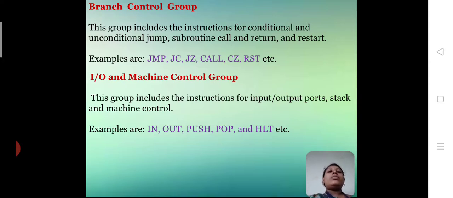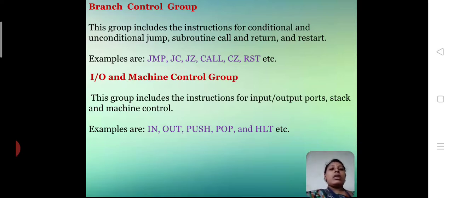So next, input or output and machine control group. This group includes the instructions for input or output ports and stack and machine control groups. For example, input, output, push, pop, and HLT means halt instruction. These come under machine control groups.